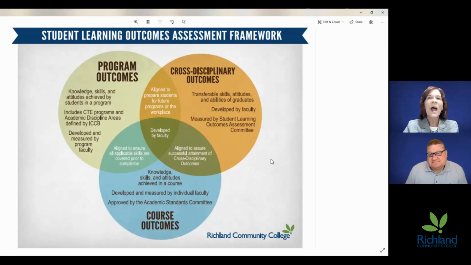Correct. And now we see there's one circle left, and that's called the cross-disciplinary outcomes. And the cross-disciplinary outcomes, or we call them CDOs, you'll hear that, we have lots of acronyms in higher education. These are really general education outcomes. They're not program or discipline specific, but they're very broad and general.